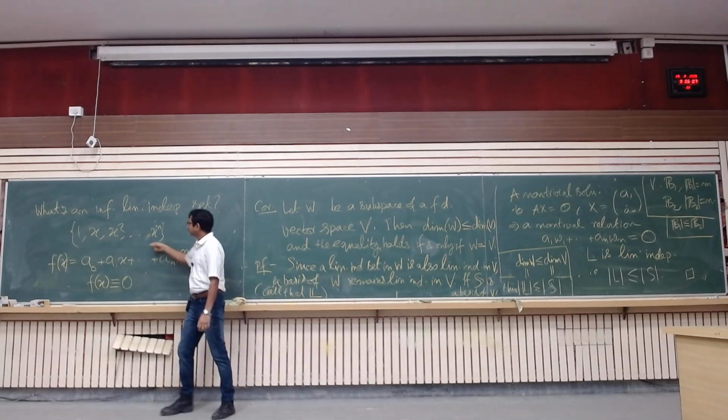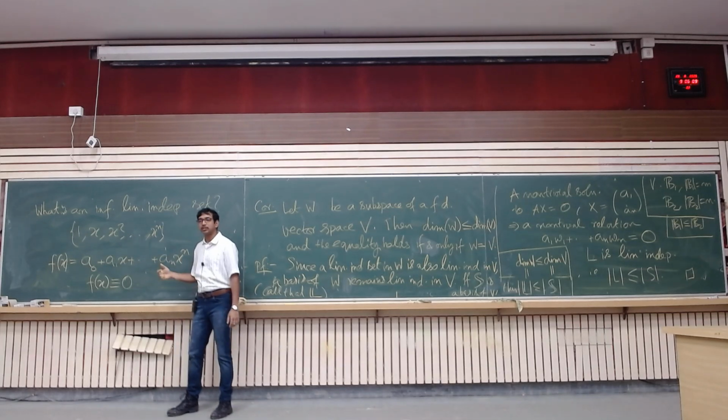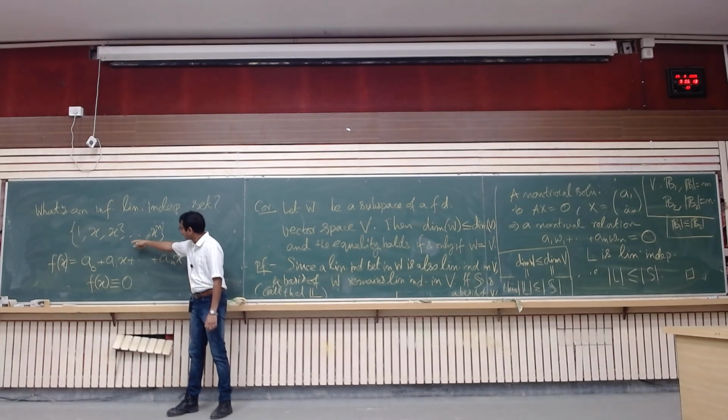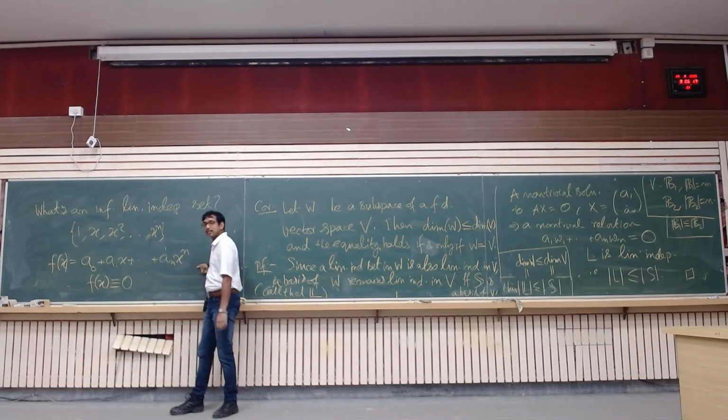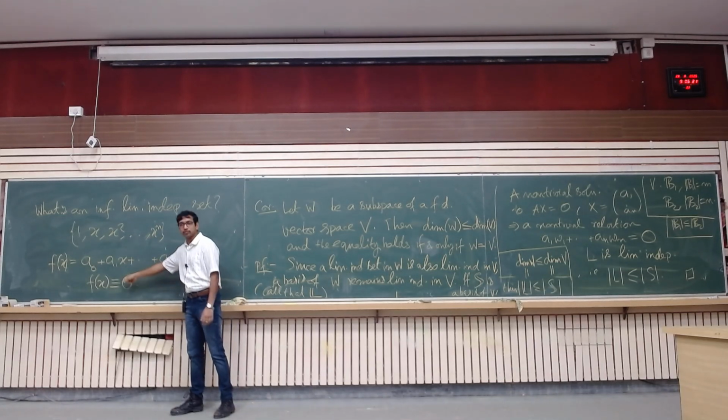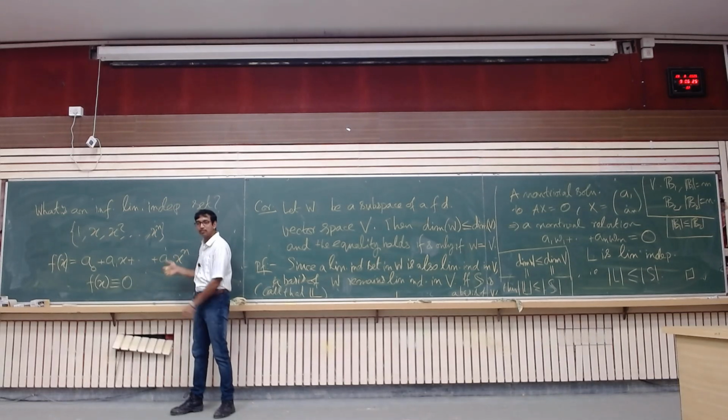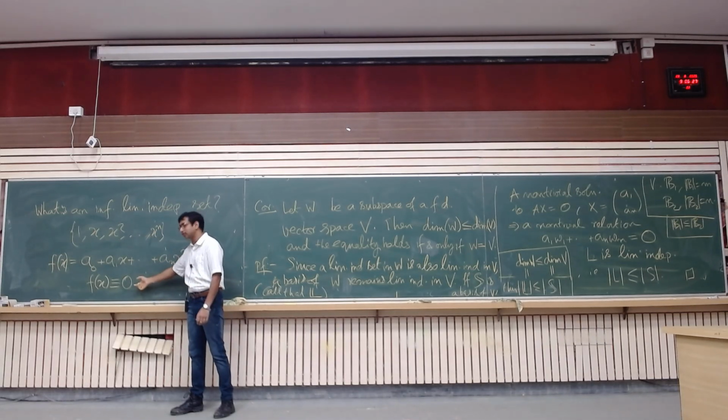We are considering at first whether this set is linearly independent or not, before we go to infinite sets. If it is not linearly independent, there should be a linear combination which is equal to 0 for all values of x, right? Because x was an indeterminate, you can put any values of x there and check whether this is giving us a 0 polynomial or not.